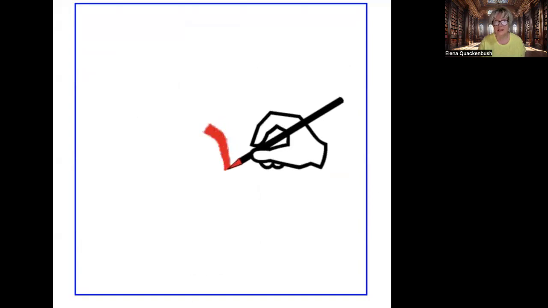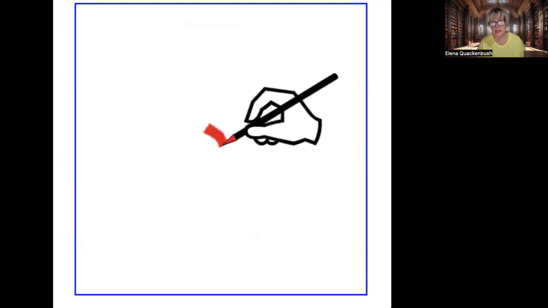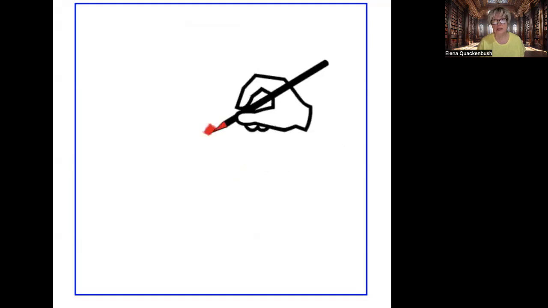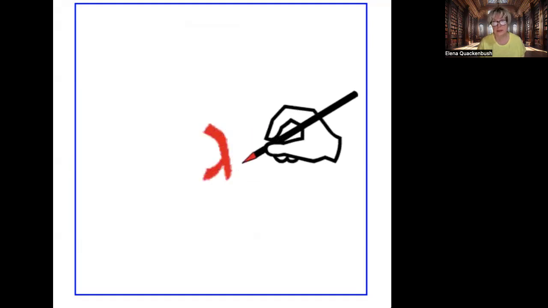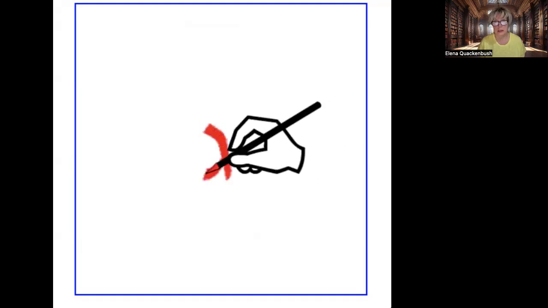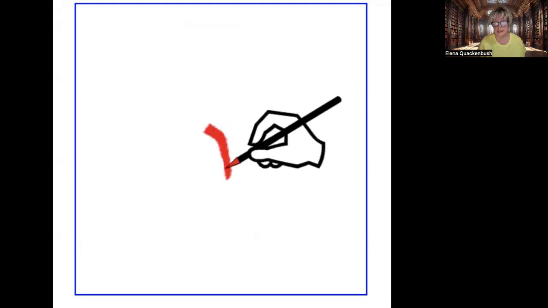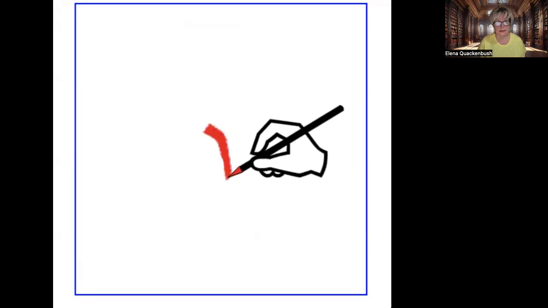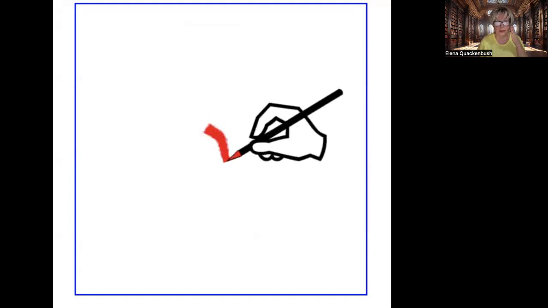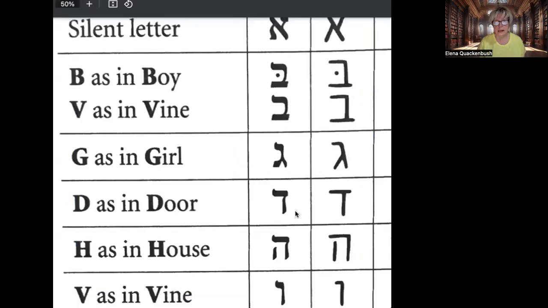When you write letters, especially in the first stage of learning, pronounce the letter and pronounce the sound it produces. Gimel, G. Gimel, G. So you can also say Gamal, G, if it makes it easier for you. Next letter is Dalet. Dalet as in door. D.